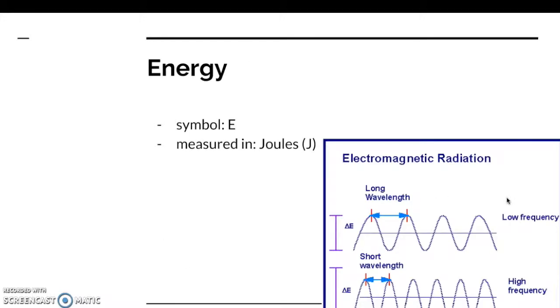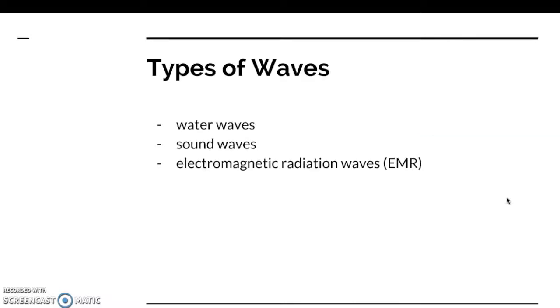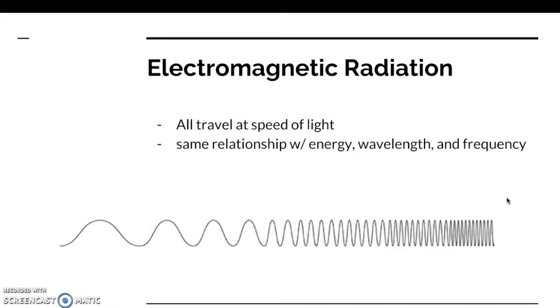Okay, energy. So its symbol is an uppercase E, and it's measured in joules. There are many different types of waves, such as water, sound, or electromagnetic radiation waves, or EMR. So, all EMR waves, they travel at the speed of light, and they have the same relationship with energy, wavelength, and frequency.